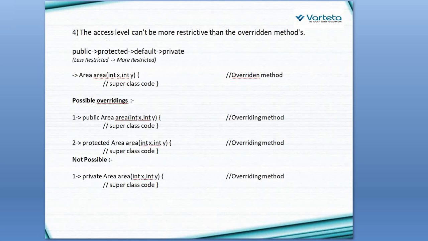Next rule is access level related. This is the hierarchy of access levels. This end is less restricted and this end is most restricted. It goes in this direction: public, protected, default and private. If there is a method area that has default accessibility in the superclass, then in the subclass I can make it either public or protected, because from default I can go to the upper level, either protected or public. So I can make it public or protected, but I cannot make it private here.